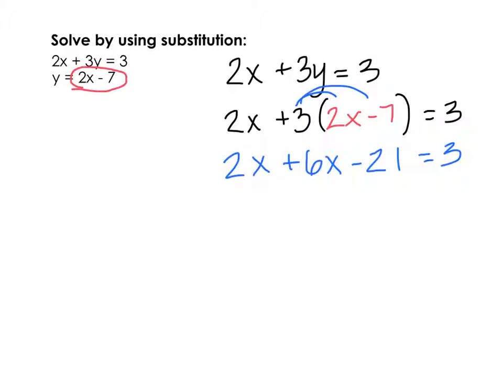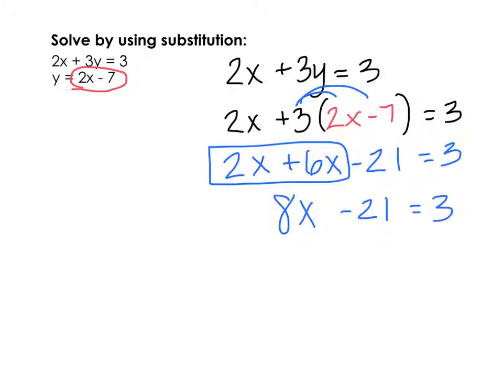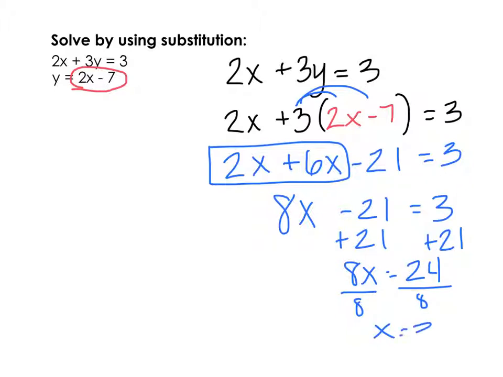I can combine like terms, so 2x and 6x can become 8x minus 21 equals 3. I can add 21 to both sides. That gives me 8x equals 24. If I divide by 8, I figure out x is equal to 3.